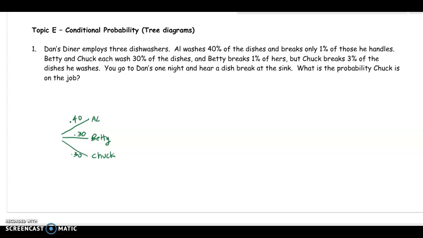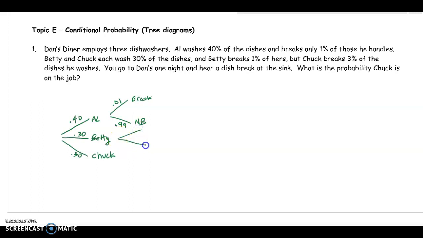Now, as we branch off, you'll notice that it says Al breaks 1% of the dishes that he handles. So as I continue on, now we're going to be concerned with whether or not the dish breaks or doesn't break. So if Al is washing, we know that he will break 1% of the dishes, which means that he will not break 99%, because we'll take 1 minus 0.01, which is going to give us 0.99. So all those probabilities should add up to be 1.